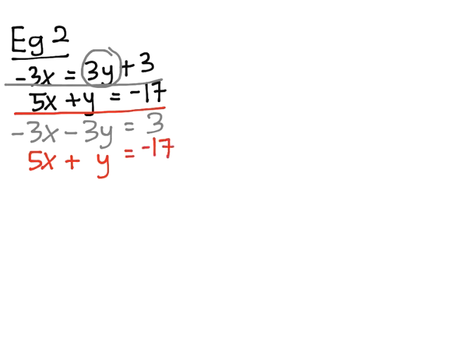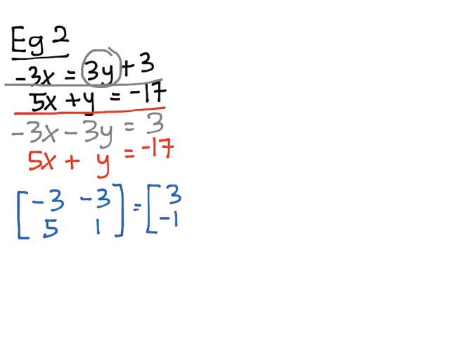So after we rearrange and put them in standard form, we put them in the form of matrices. So for our matrix, we only take the values. So we have negative 3, 5 and 1. And the second matrix we have here is 3 with negative 17.